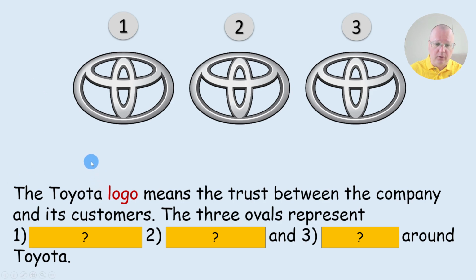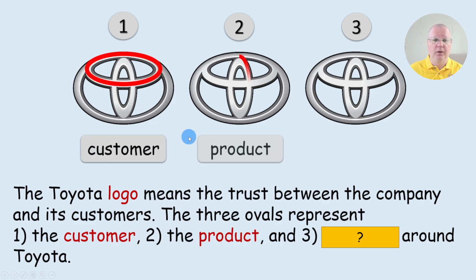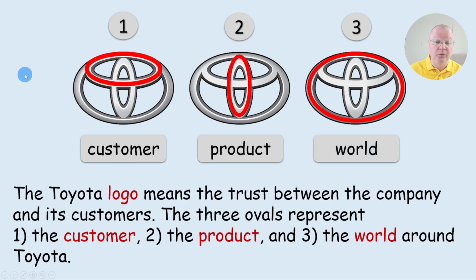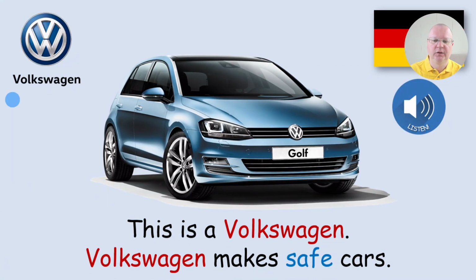So the Toyota logo means the trust between the company and its customers. There are 3 ovals here, and these 3 ovals represent the customer or people, the product or the car, and the world around Toyota. And also you can mention that it actually looks like the letter T. Yeah, here we go. The letter T representing Toyota.